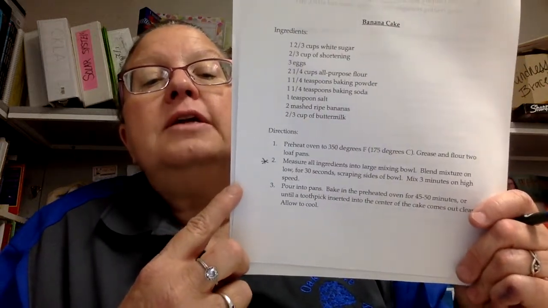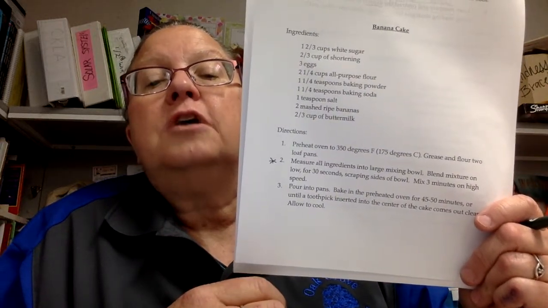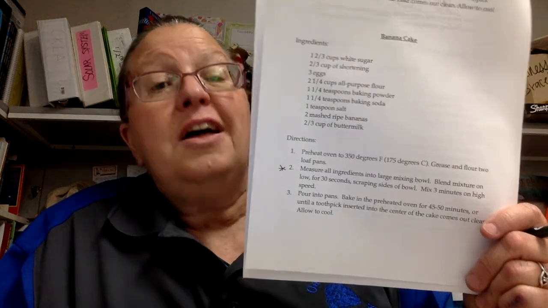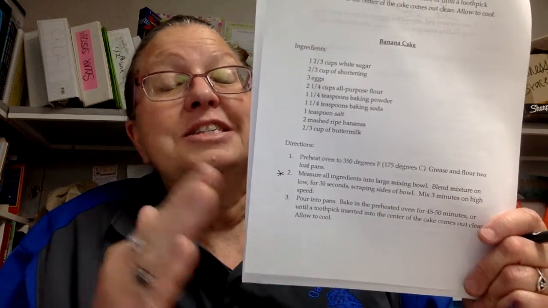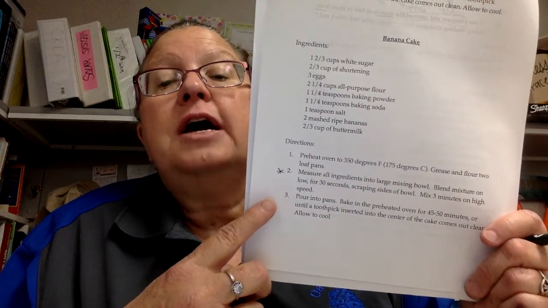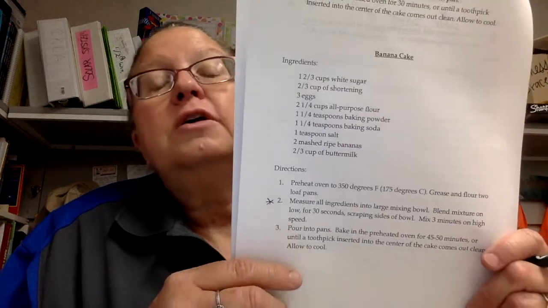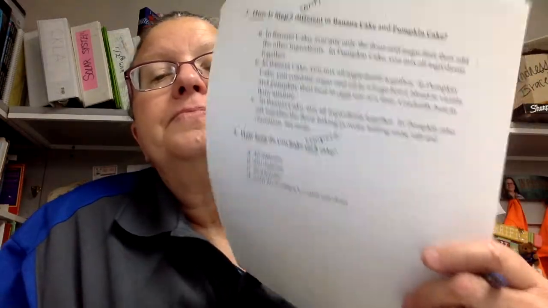Number 2 on my banana cake says measure all ingredients into a large mixing bowl. So, the other one gave directions, specific things at specific times, and this is just like dump it in. Blend the mixture on low for 30 seconds. I'm going to scrape the side of the bowl, so all the batter that gets on the side, we're just going to put it back in. And we're going to mix 3 minutes on high speed. Let's go look at what our answer choices are.